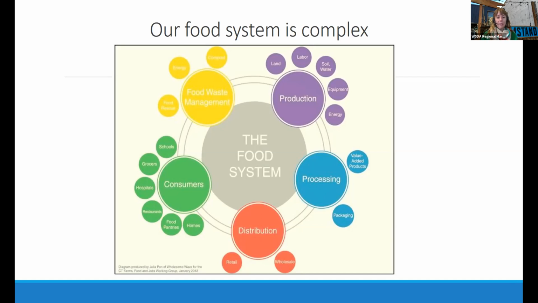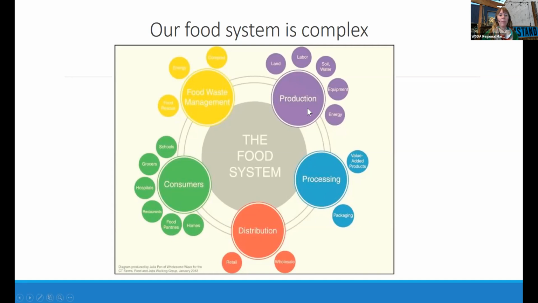You've probably seen a variety of diagrams of the food system. There are many of them out there. This is one that I like because it outlines these various categories of activity in the food system and all of the different ways that those activities are impacted by resources and activities. So you can see, obviously, production. That's farming, which relies on all of these different types of resources.